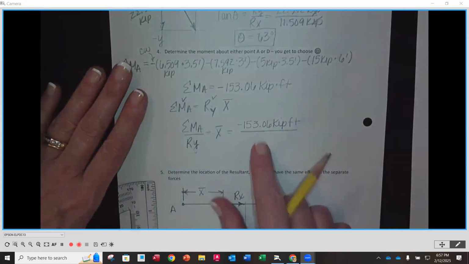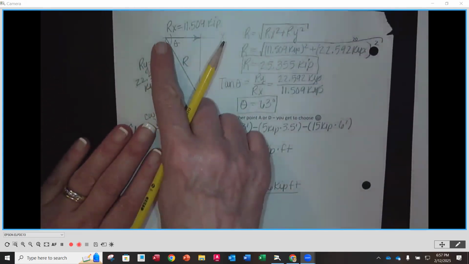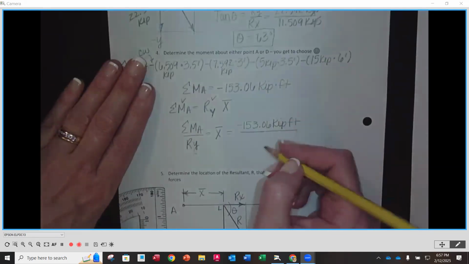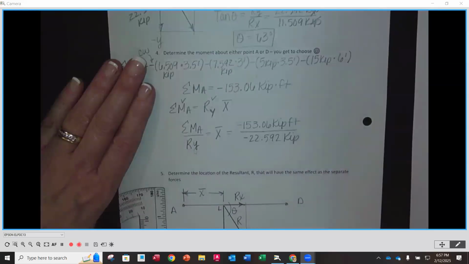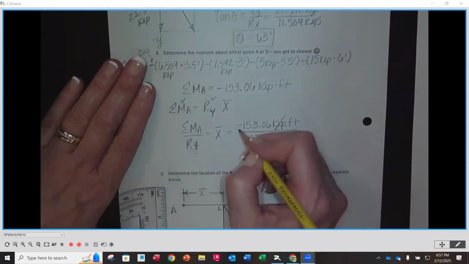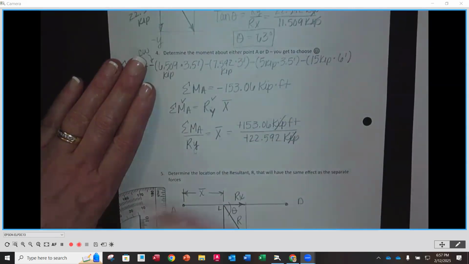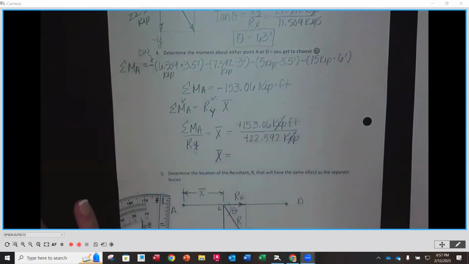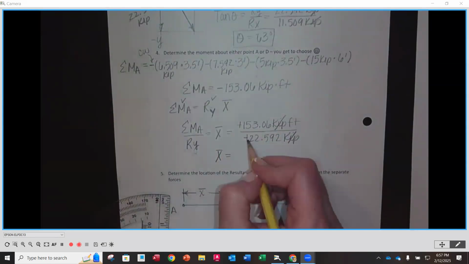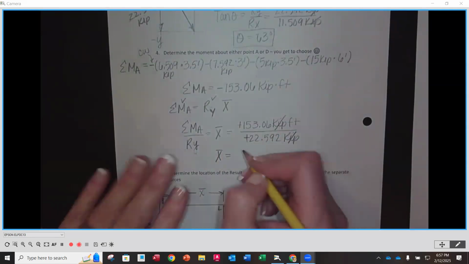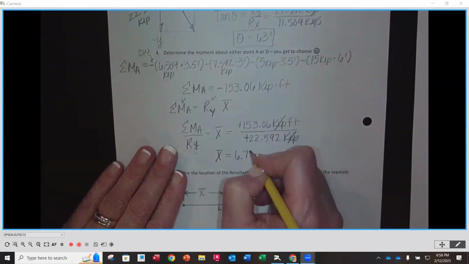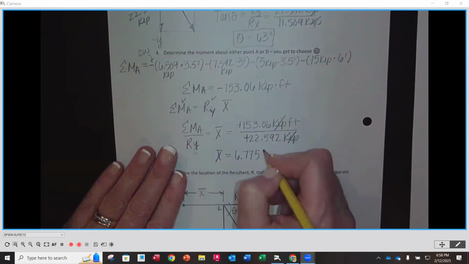Now I'm going to put my Y component down below. My Y component is a negatively directed 22.592 kips. Okay. Kips cancel. Negatives become positive. Okay. My X bar is going to be, this is a positive up front, divided by 22.592. So 6.775 feet.